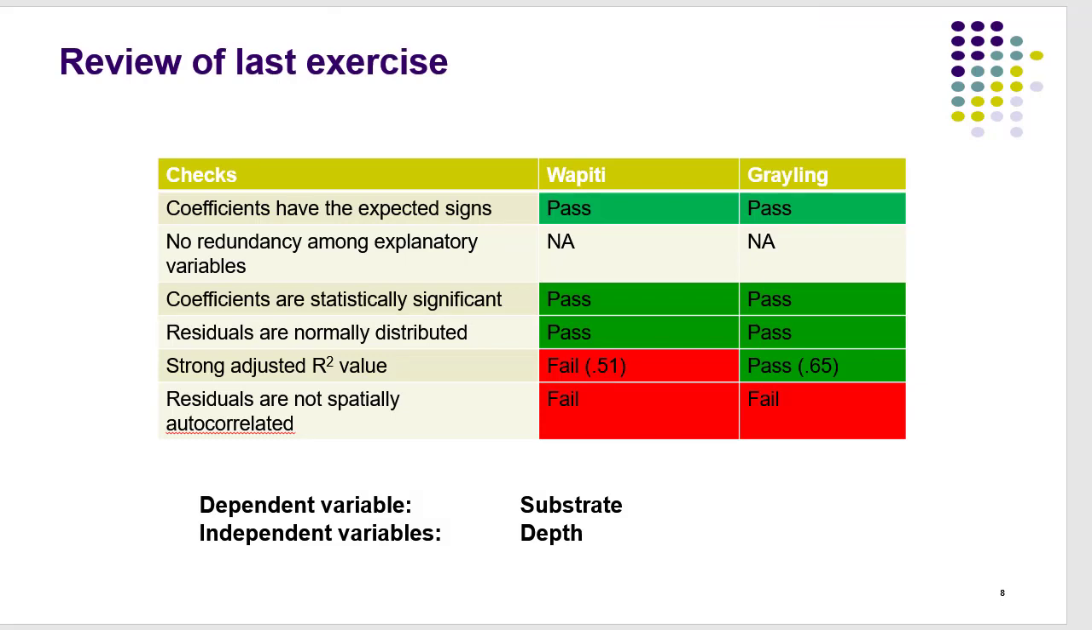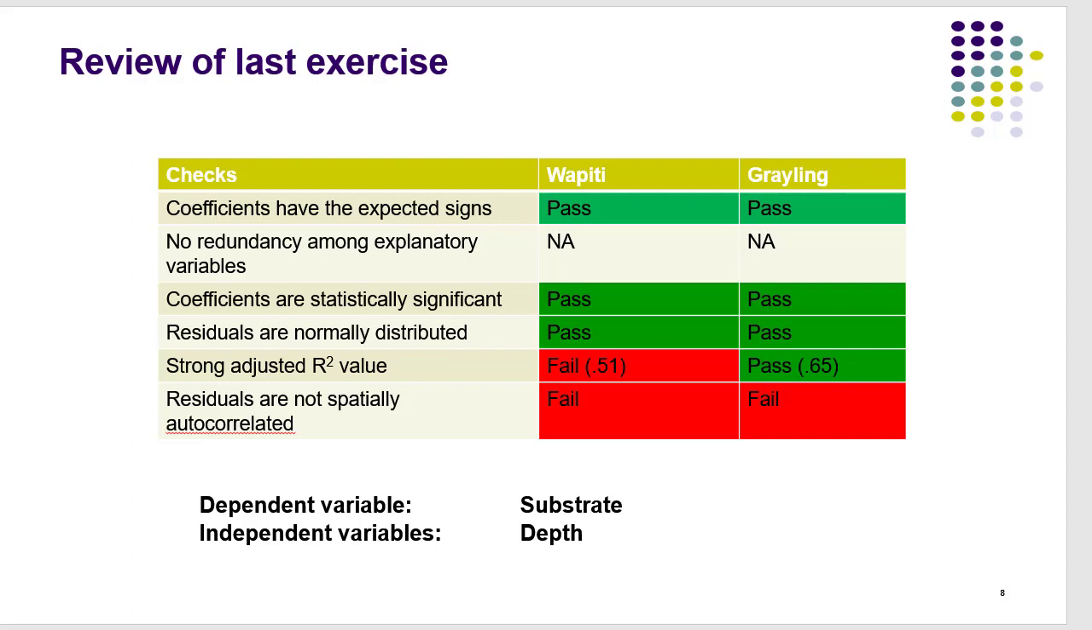All right, so in reviewing those two areas, the 6 checks, going through each of these: the coefficients have to have the expected signs, no redundancy in explanatory variables, coefficients statistically significant, residuals are normally distributed. Not really good, strong adjusted R-squared values here. I guess a 0.6 is considered relatively strong, but 0.51 really isn't. And they both failed in terms of the residuals; they are spatially autocorrelated.